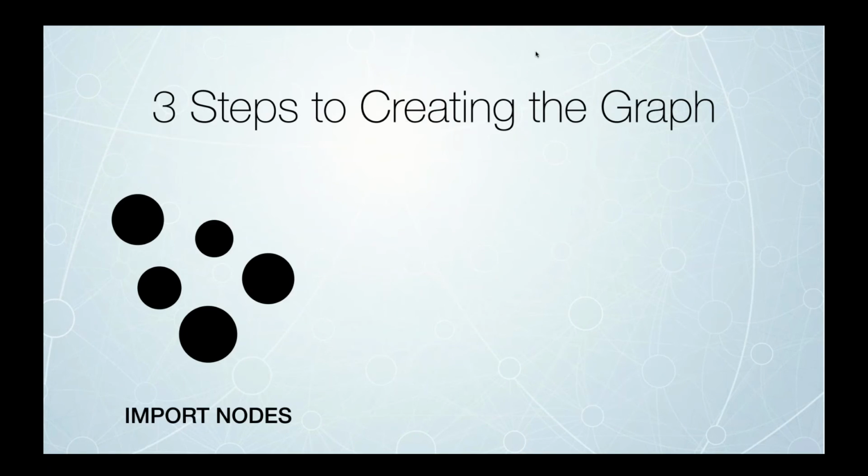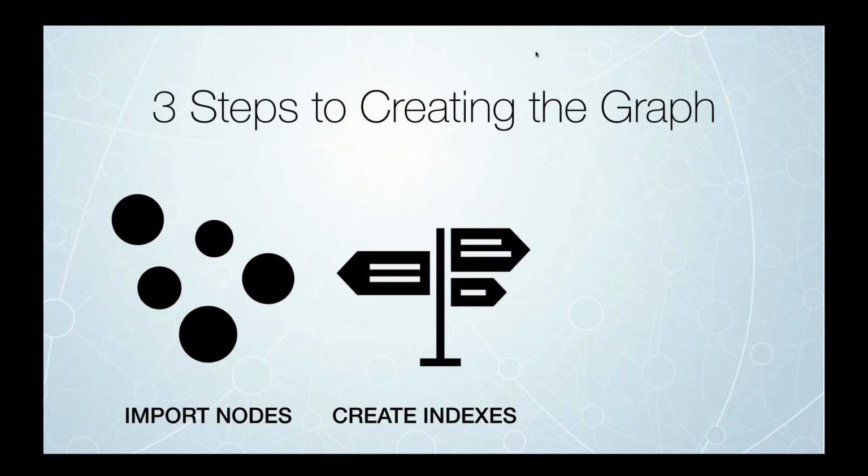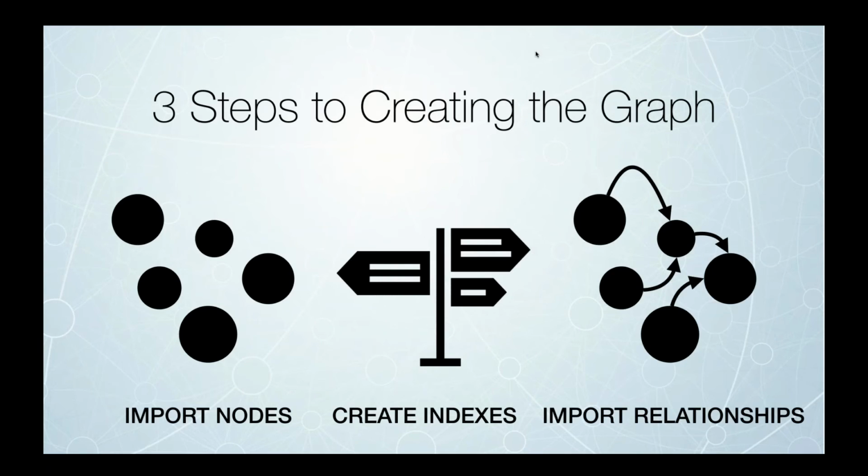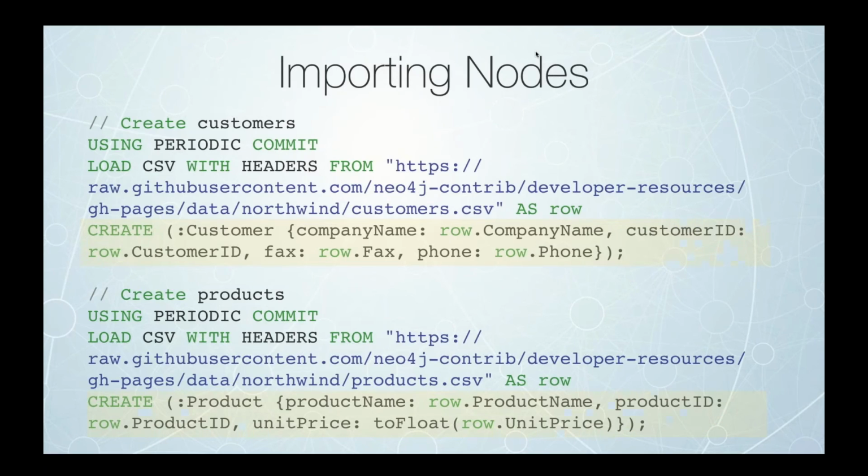Now there are three basic steps when we're importing our data here. The first is to import our nodes. Next is to create indexes. We'll talk a bit more about indexes in Neo4j. And then to create our relationships. So let's start with importing our nodes.